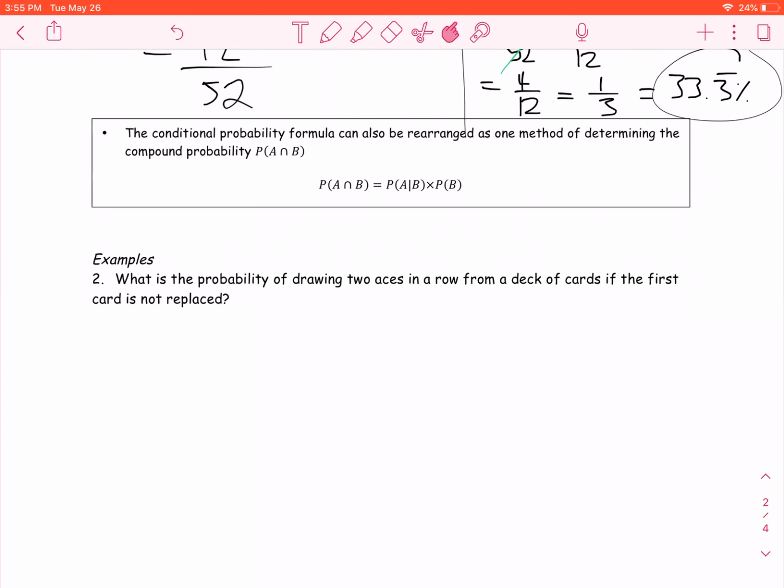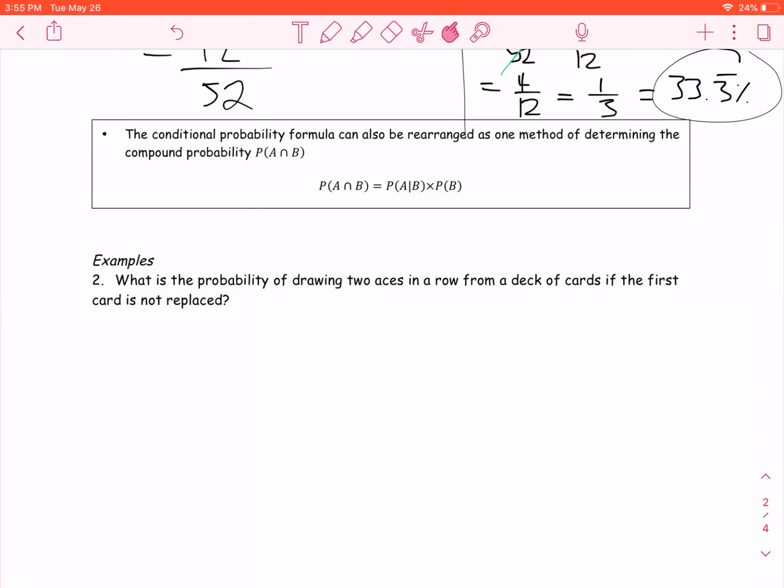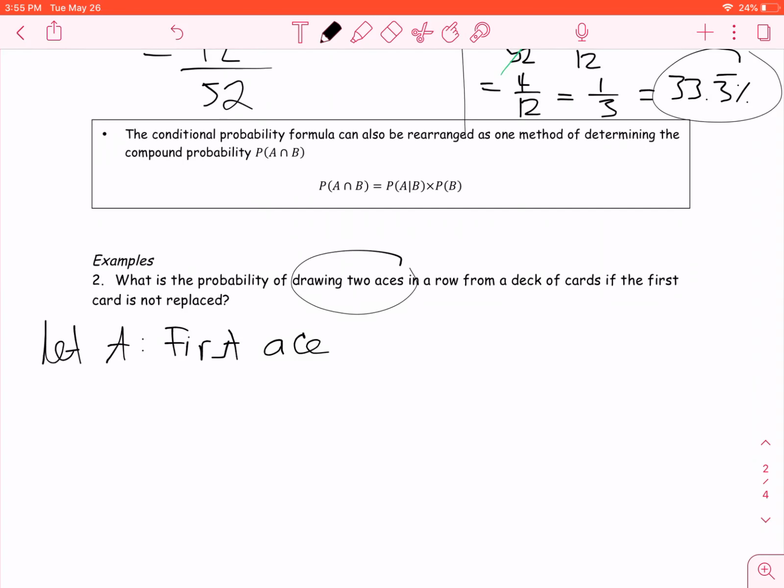In the events that we're going to consider here, we're going to let event A represent our first ace, because we are trying to draw 2. We'll let event B represent our second ace.